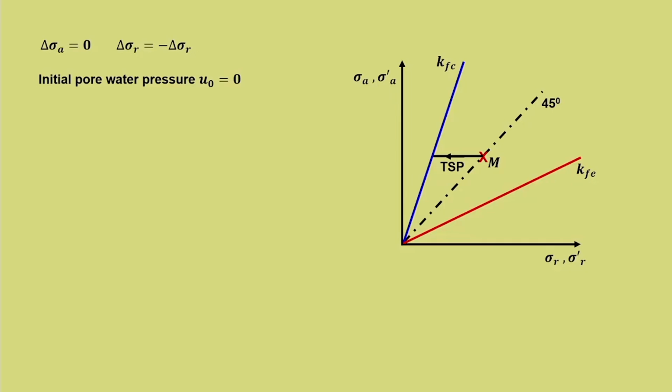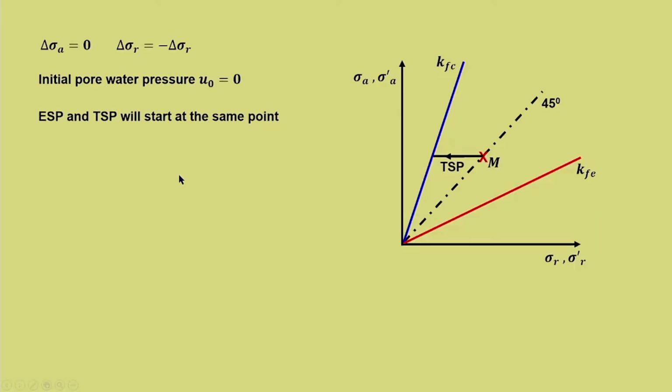The total stress path and the effective stress path start at the same point. So, M equal to M dash. That is what it means. So, ESP and TSP will start at the same point. So, we have M dash. Now, what is the next procedure? We know that it is undrained, so we need to have the pore water pressure either measured or estimated. So, let us estimate U based on Skempton's pore water pressure equation. Is it going to be the same or different? It will definitely be different because it will correspond to radial stress variation.